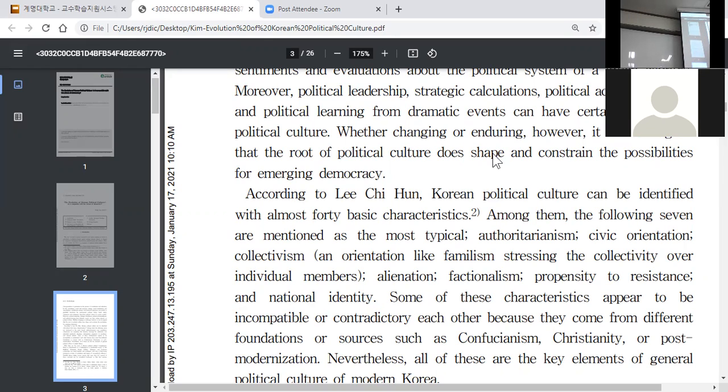And so here he defines it as an orientation like a family orientation, stressing the collective, the group over the individual. And in this class before, I said the word uri. That's the Korean word to refer to we or us. This sense of a shared identity. Whereas in English, we tend to use the word I and me in every sentence. I say my mother, a Korean says our mother, because she is the mother in our family.